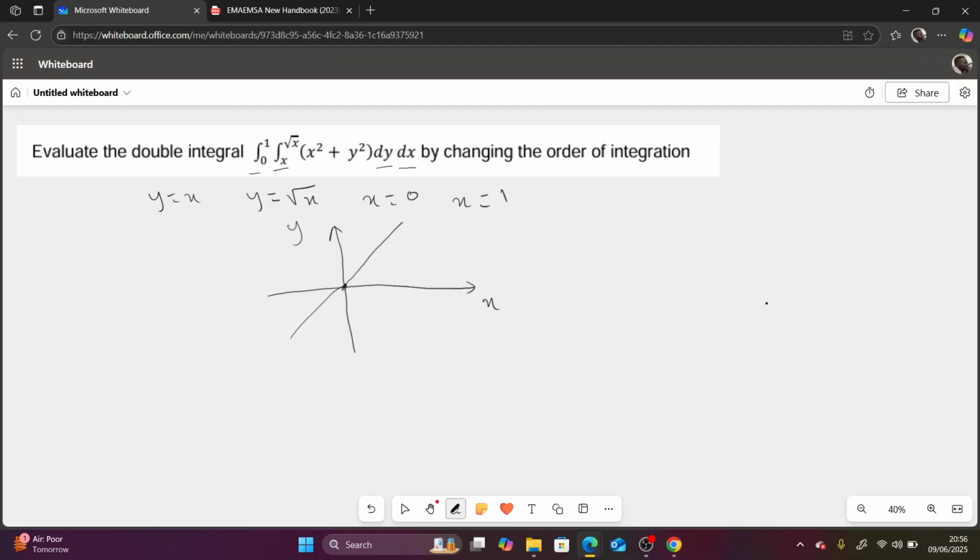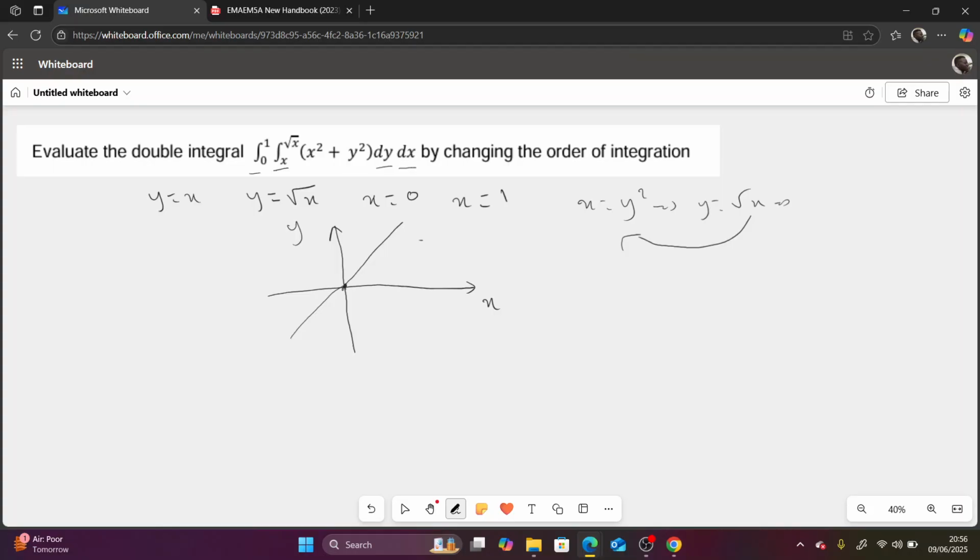Now, what is the graph of y equal root x? We can represent it otherwise. You can call it x equal y squared, because if you square both sides of y equal root x, you come to the conclusion x equal y squared. So x equal y squared is the curve passing through 0 but going in the direction of x.